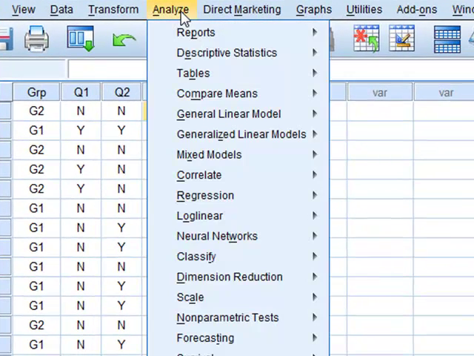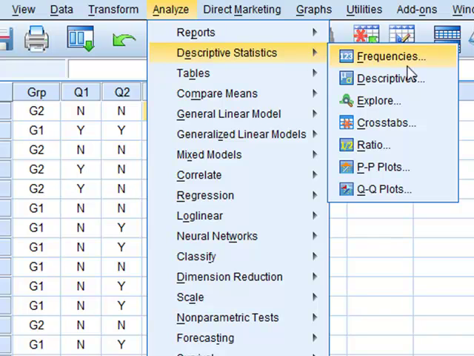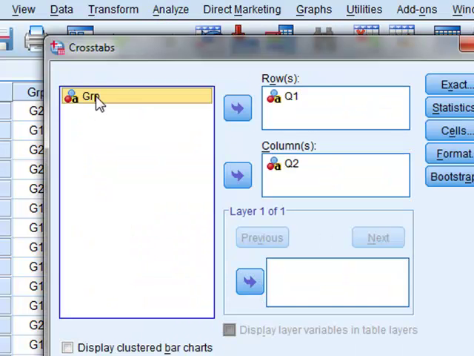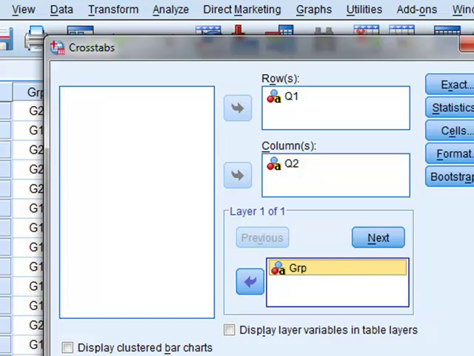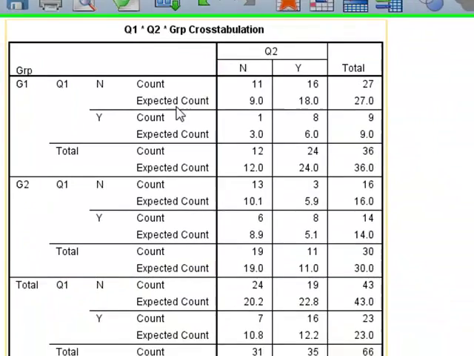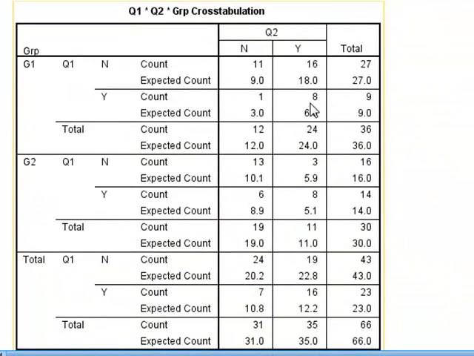So we take analysis, descriptive statistics, cross-tabulation. Only now we will identify the group as a layer. We press OK, and this table gives us the two contingency tables, one for group 1 and one for group 2. And it also combines the two together to repeat the overall contingency table.